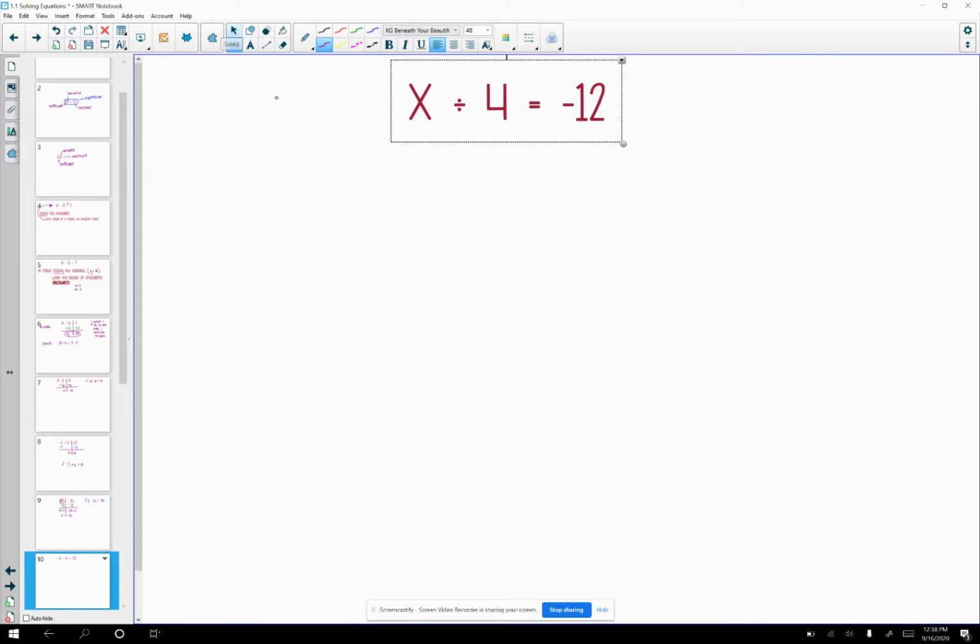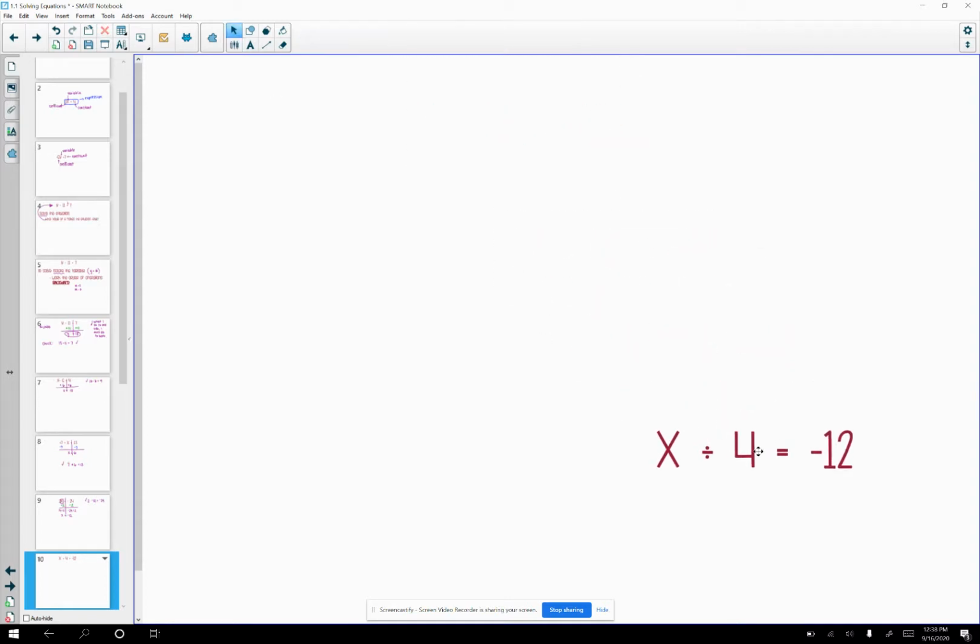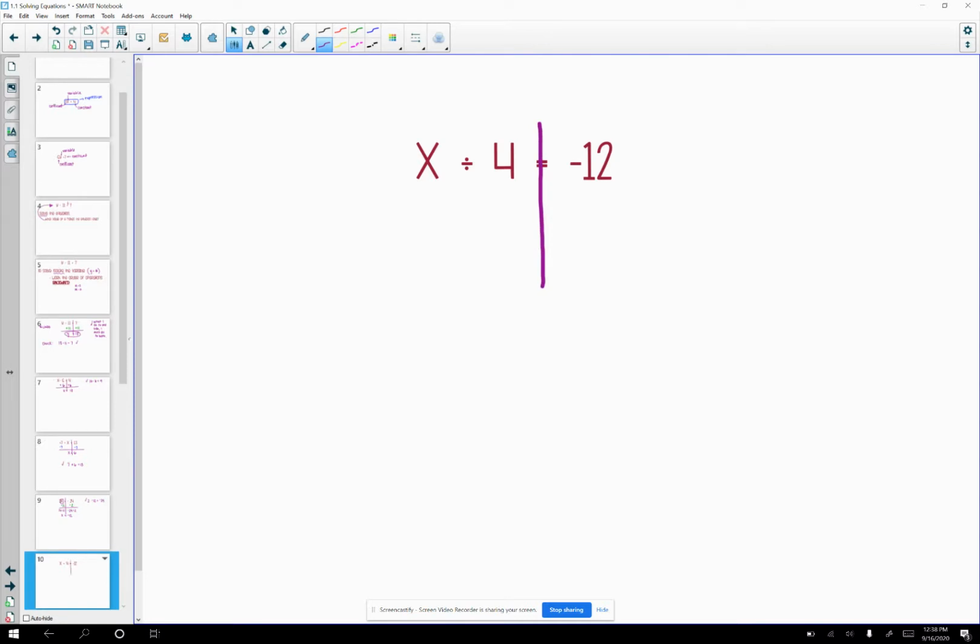My next one here uses division. So I've got x divided by 4 equals negative 12. I want x by itself. To get x by itself, I have to undo division, which means I'm going to multiply by 4 on both sides.